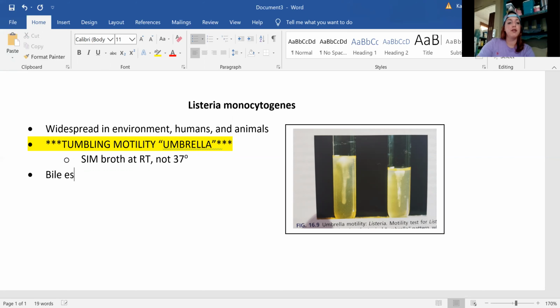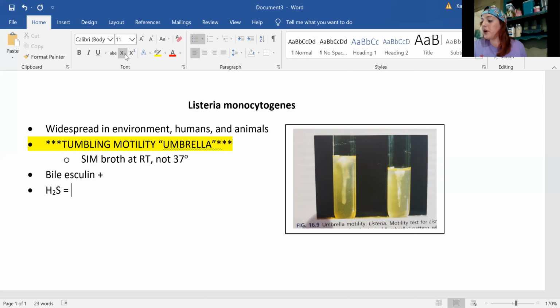We talked about bioesculin. Bioesculin positive. It's going to be your H2S negative, whereas most of the others are positive. If you look at your little differentiating chart, I think that one's from the purple and yellow book.